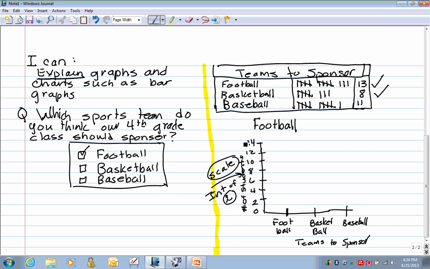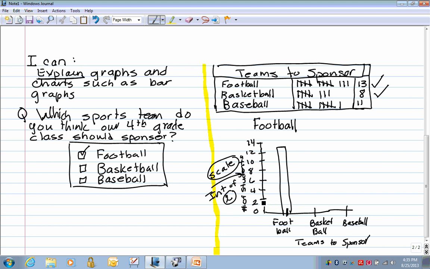Okay, when I look at my data from our tally chart, we see that 13 students chose football. So we will come up 2, 4, 6, 8, 10, 12, 14. 13 is not on there, but we know that 13 is right there between 12 and 14. So we will draw our bar.